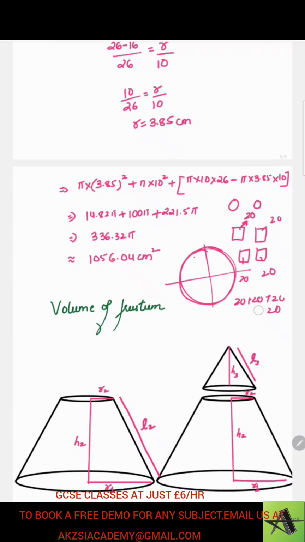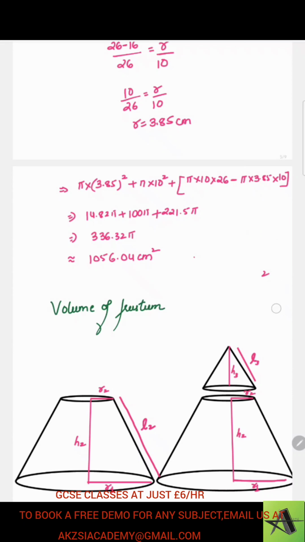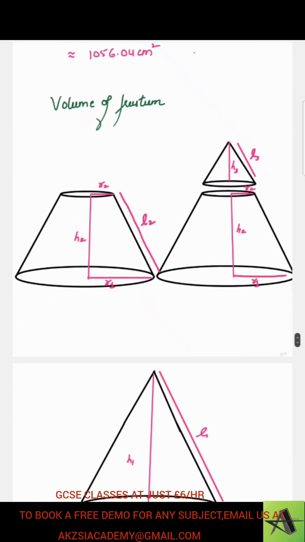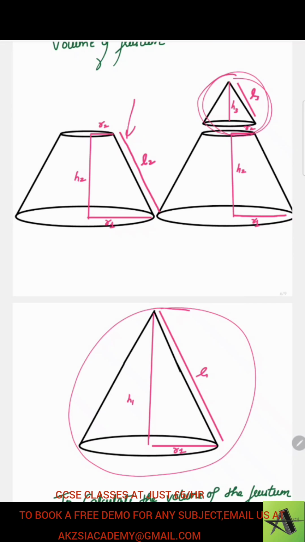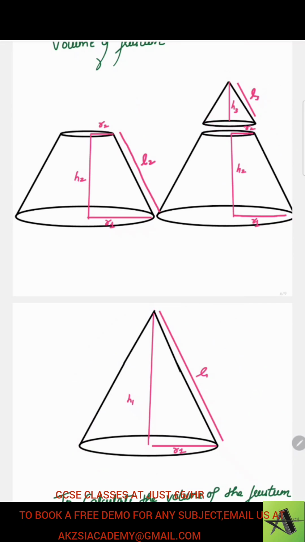Same thing we have to apply here. We know that when we cut the cone into 2 parts, that means if you remove the upper cone, you will get a frustum. So if you want to calculate the volume of a frustum, you just have to calculate the total volume of this cone and subtract the volume of this smaller cone, and you will get the volume of the frustum. So this thing happens only in the case of volume.